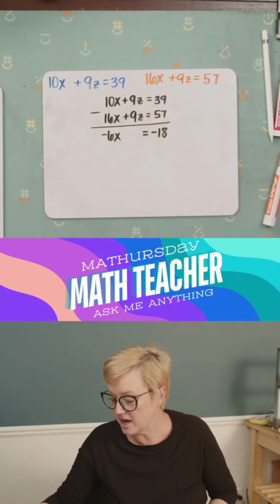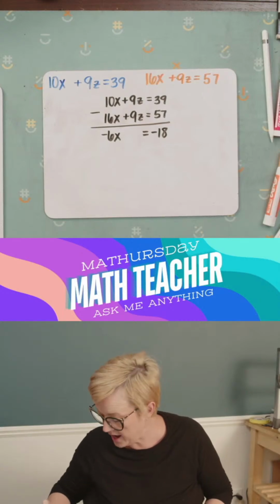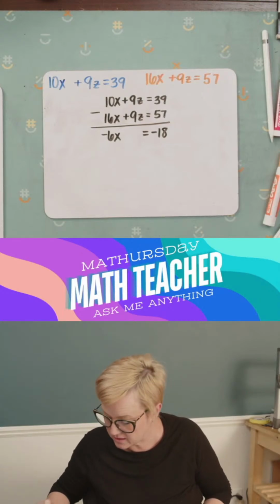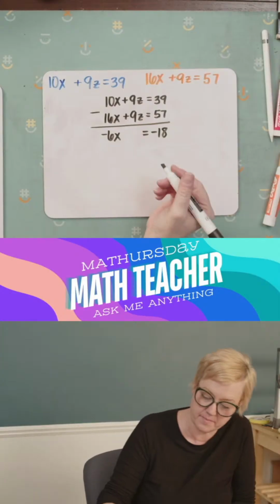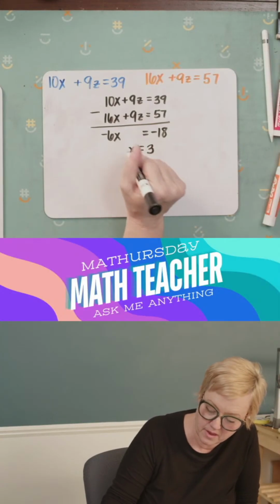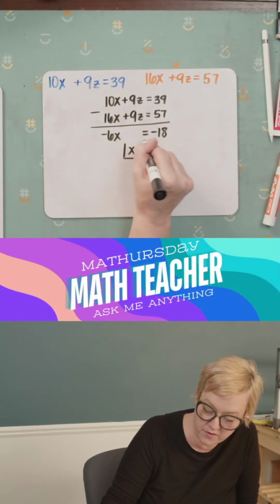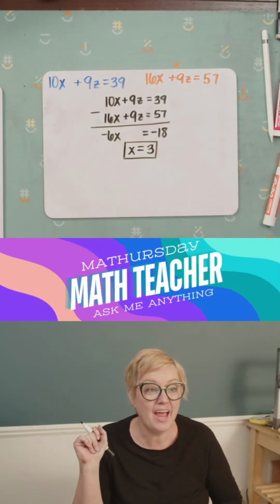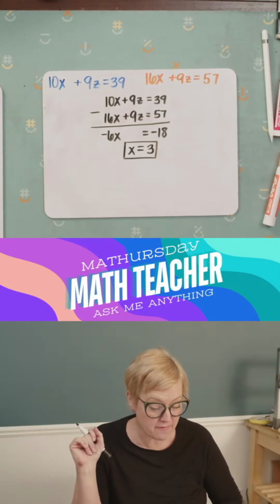I'm going to double check because my brain is fried. Those of you who are teachers can understand. It is negative 18. All right, so then x is positive 3. So there's my value for x. I've done it. I got that value for x.